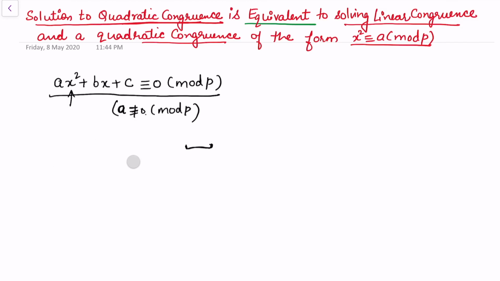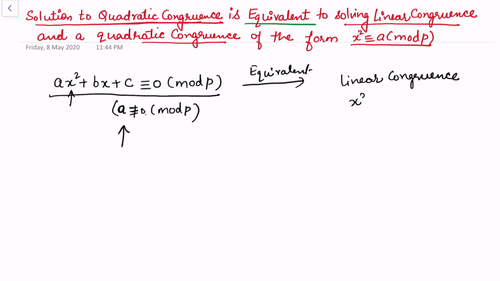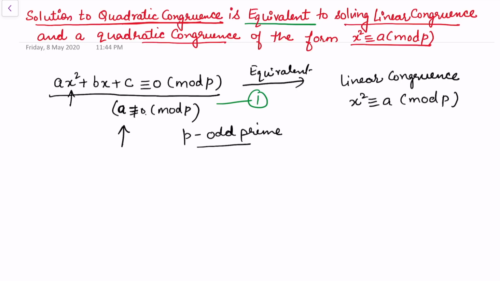Now we want to solve this quadratic congruence, and the statement says this quadratic problem is equivalent to solving a linear congruence. So how do I find a linear congruence associated with this, and with a quadratic congruence of this particular type, x square congruent to a modulo p? We also consider that p is an odd prime, since we want to prove this result for p an odd prime. Let's call this equation number 1. We want to solve this with the help of these two conditions.